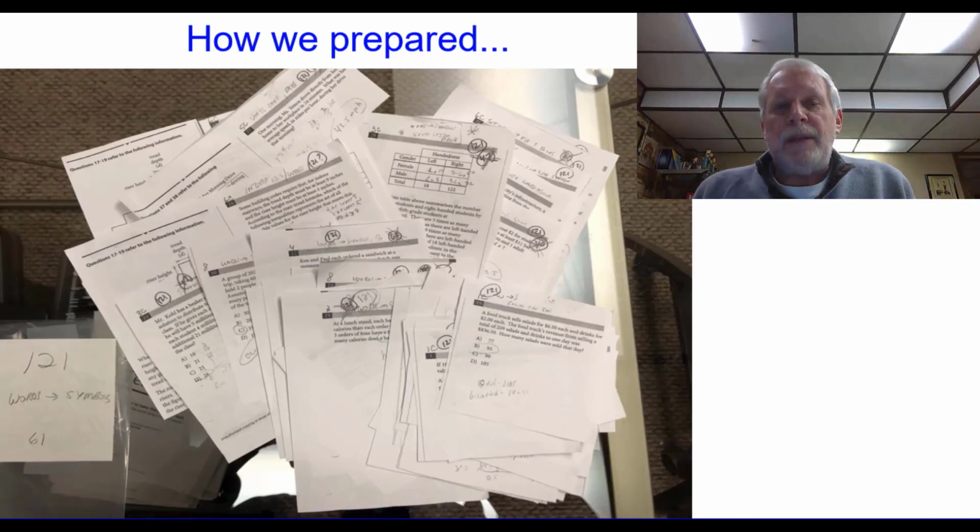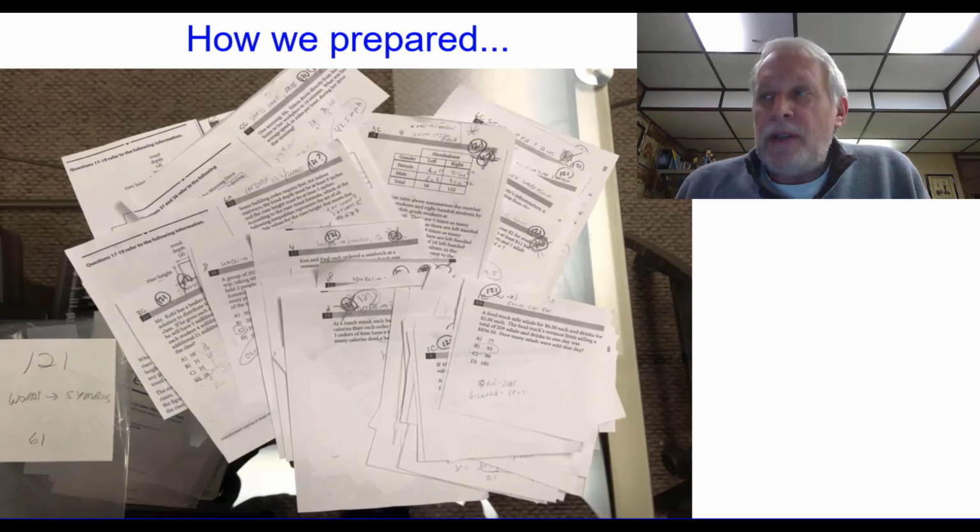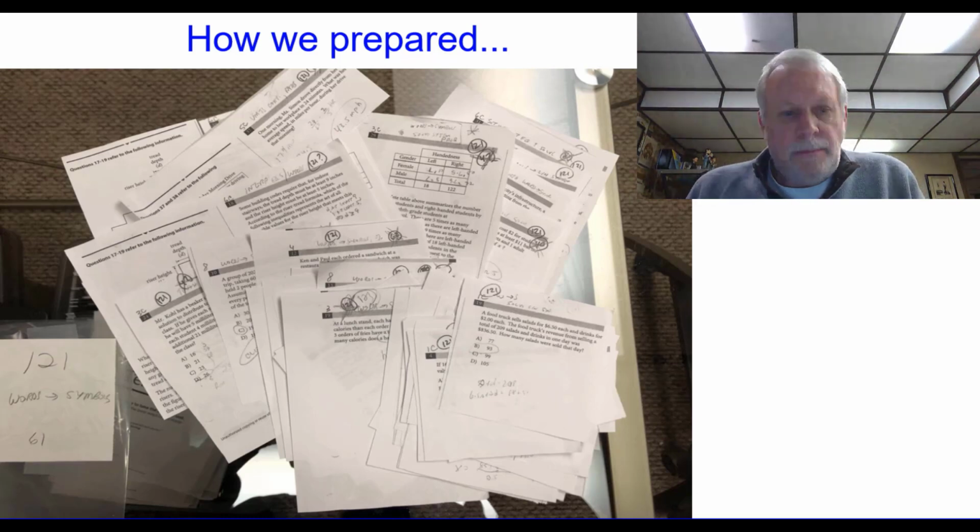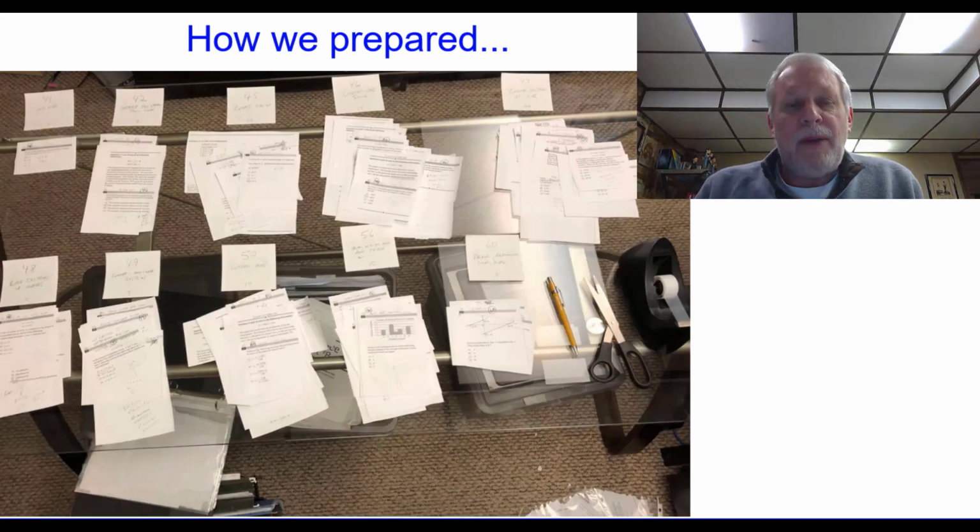So how we prepared to do this, I got a whole bunch of old ACT and SAT tests. Well, I shouldn't say old, but fairly current. And put them into piles by category and subject matter.